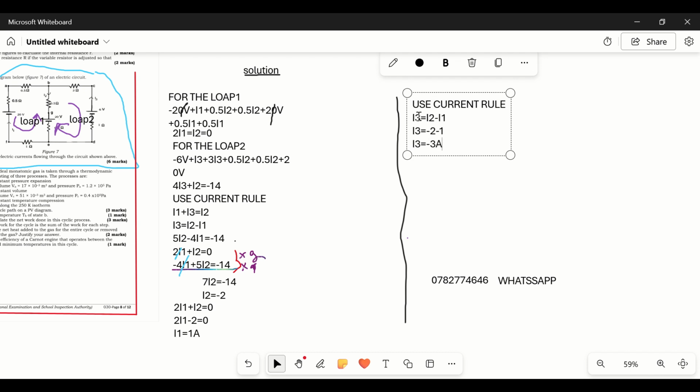So the answer is: I1 will be equal to 1 ampere, I2 will be equal to negative 2 ampere, and I3 will be equal to negative 3 ampere.